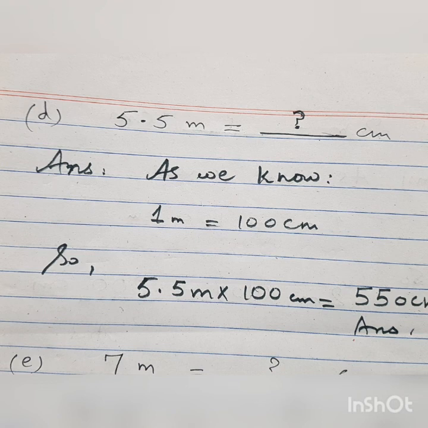Now in the next question, 5.5 meter is equal to how many centimeter? In the first step you will write, as we know, 1 meter is equal to 100 centimeter. So 5.5 meter will be equal to 5.5 meter multiplied by 100. 5.5 meter multiplied by 100 will be equal to 550 centimeter. So it is the answer. You will follow the same procedure. Please tally your answer with me.